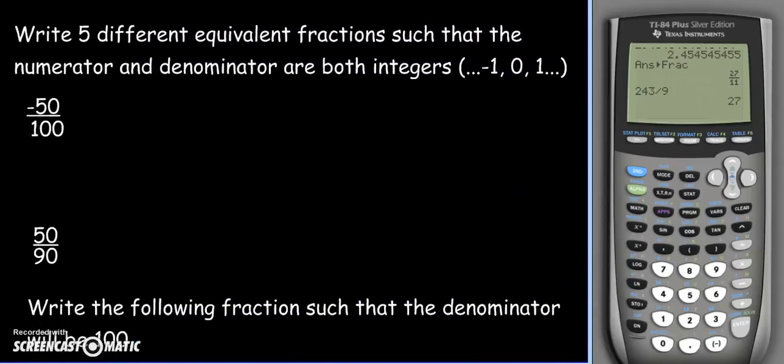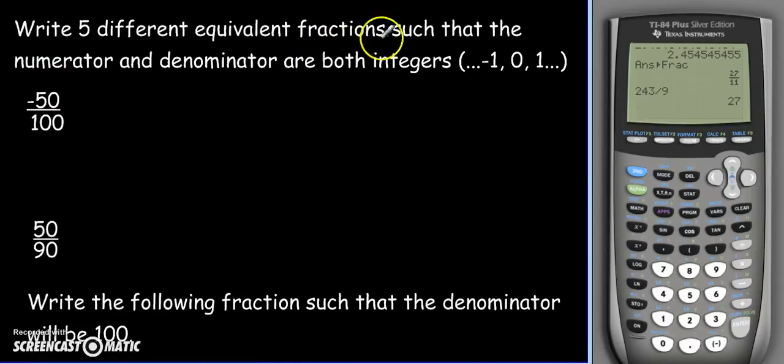Alright, so we're going to write 5 different equivalent fractions such that the numerator and denominator of both are integers. I left out the word are here, I apologize. Are integers, meaning positive and negative whole numbers. Alright, so we can divide both of these by 10, and that'll give us negative 5 over 10. So that was to divide by 10. We could now multiply by, I don't know, negative 3. And that'll give us 15 over negative 30.